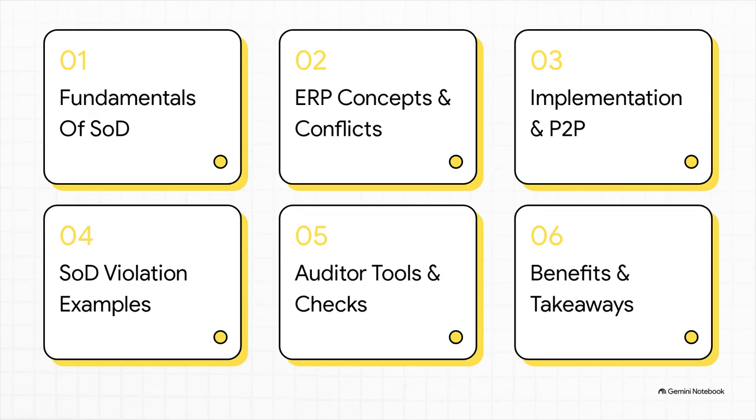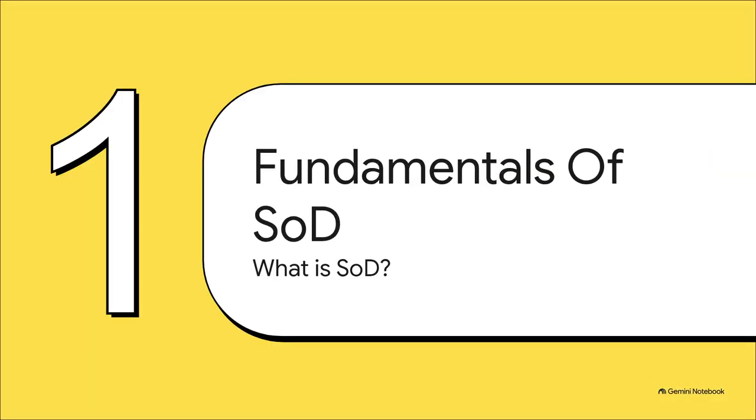Here's what we're looking at for today's explainer. We'll start with the fundamentals of SoD, look at some key ERP concepts and conflicts, and then jump into implementation strategies with a real-world procure-to-pay example. After that, we'll cover some violation examples, go over the ultimate auditor checklists, and wrap it all up with some key takeaways. Section 1. Fundamentals of SoD.